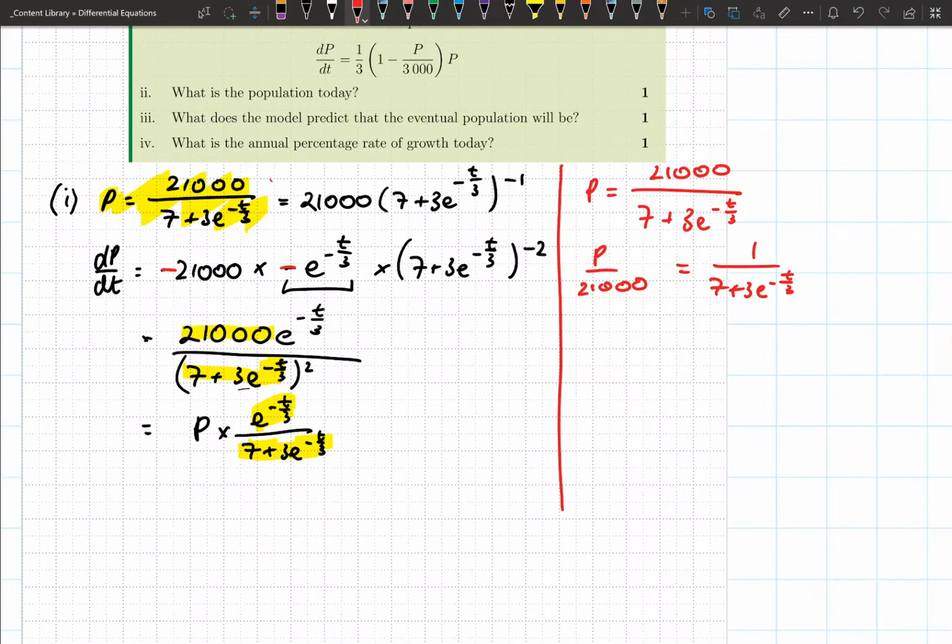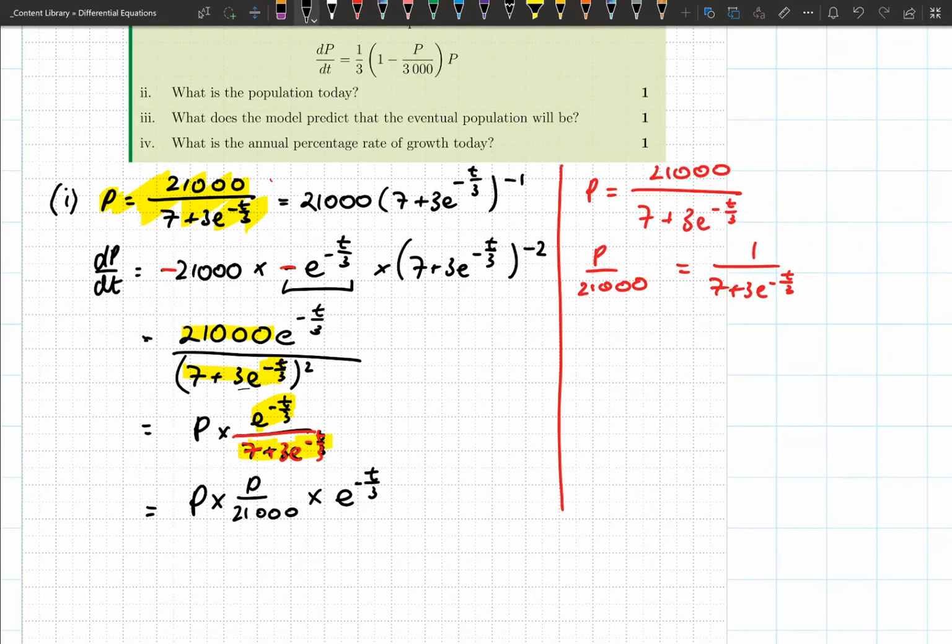Now, immediately, hopefully you can start to see, I can sub this into my equation already. Do you see that? It's already here at the bottom. So I can go, okay, this is equal to P times P over 21,000 times what's left over if I substitute that in: e to the power of negative t over 3. Excellent. Are you cool with that?